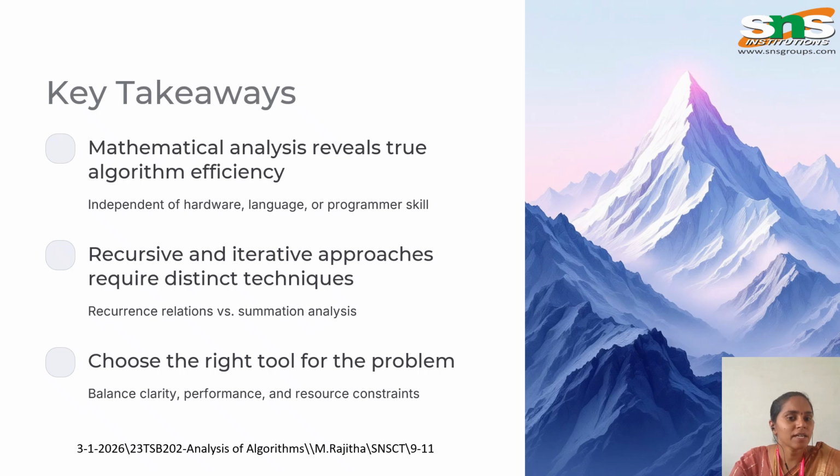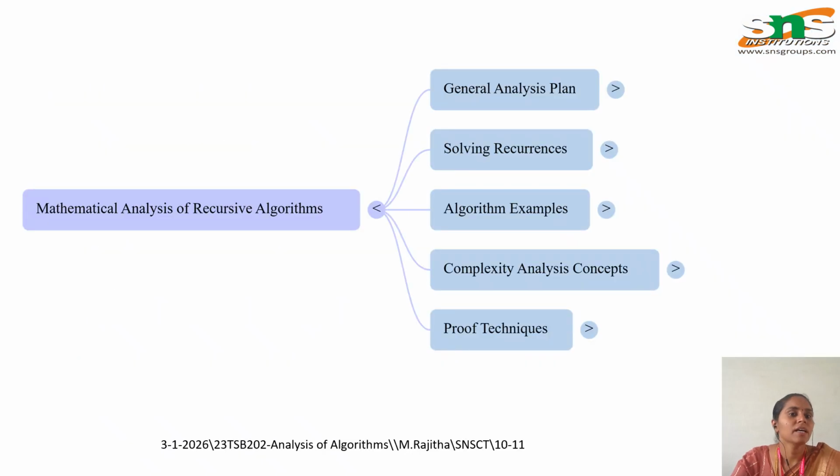Key takeaways. Mathematical analysis helps us understand true algorithm efficiency. Recursive algorithms are analyzed using recurrence relations. Non-recursive algorithms are analyzed using loop counting and summation. Recursive solutions are elegant but may consume more memory. Non-recursive solutions are faster and memory efficient. This is the mind map for mathematical analysis of recursive and non-recursive algorithms.